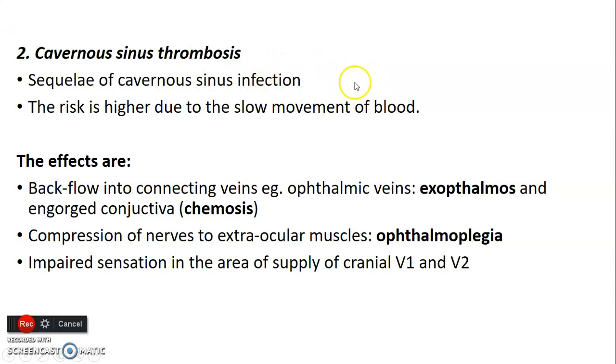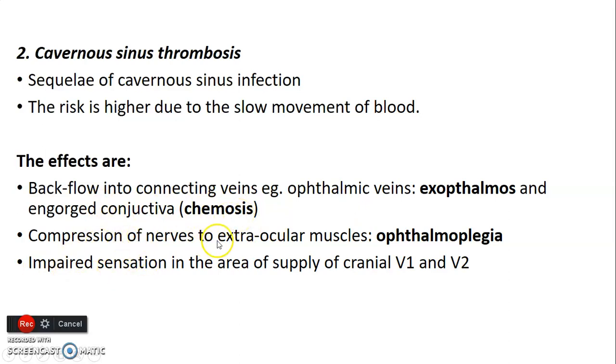So what will happen when you have thrombosis? Ophthalmic veins will not be able to drain very well. So blood from the orbits cannot drain, and then you get what you call exophthalmos. Okay, the eyeball bulges out of the orbit because blood is accumulating behind the eyeball where the cavernous sinus is, and then the conjunctiva becomes engorged. That's what you call chemosis, because they're not able to drain blood.